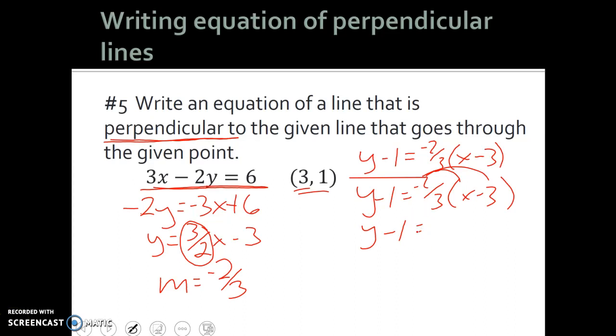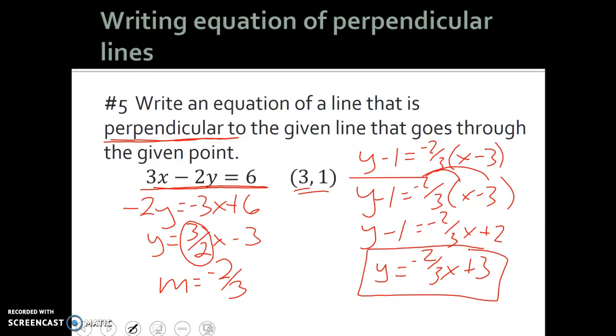So I'm going to use the distributive property and take -2/3 times x, which is -2/3 x. And then -2/3 times -3 is a positive 2. Then when I add 1 to both sides, I'll have y equals -2/3 x plus 3. And so again, we want to check to make sure, first of all, is it perpendicular? And the slope is, did I use the wrong slope? Yeah, I did. No, I didn't. So the slope is what we want it to be, -2/3. That's the opposite reciprocal of 3/2.